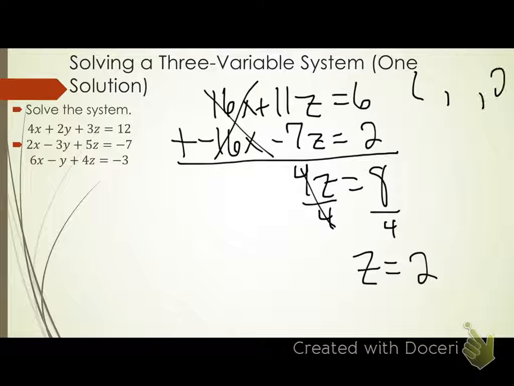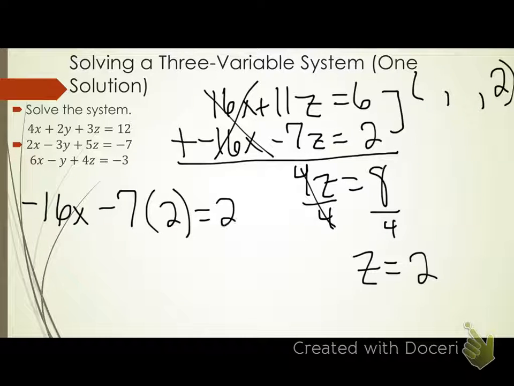That's one of the numbers in my ordered triple. Make sure you have your numbers in the correct order. X comes first, y comes second, z comes third. So there's my third variable of my ordered triple. Now I need to plug this z equals 2 into one of these two equations right here to find x. I'm going to use the second one, negative 16x minus 7 times 2 equals 2.